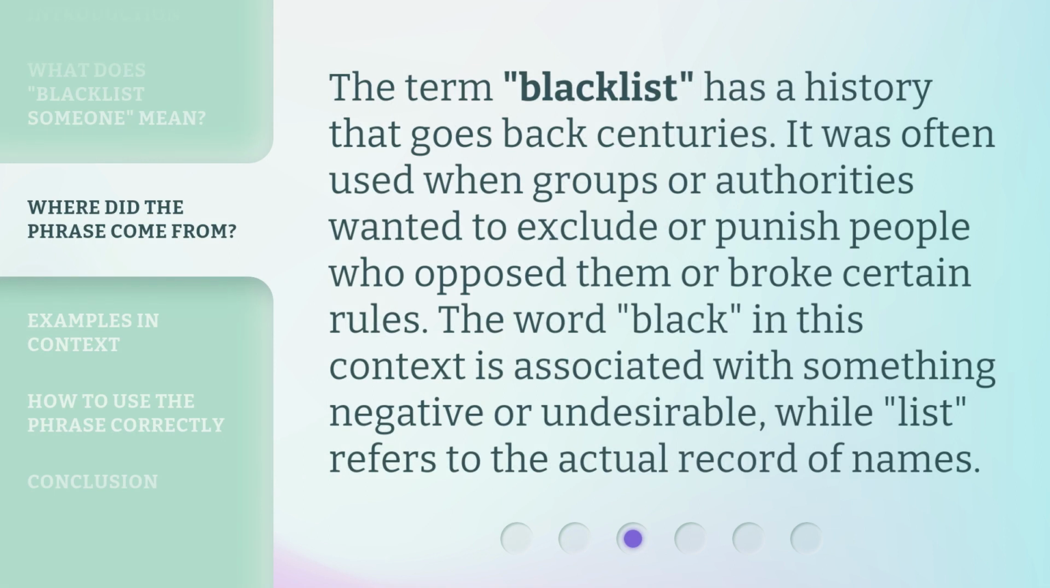The term blacklist has a history that goes back centuries. It was often used when groups or authorities wanted to exclude or punish people who opposed them or broke certain rules. The word black, in this context, is associated with something negative or undesirable, while list refers to the actual record of names.